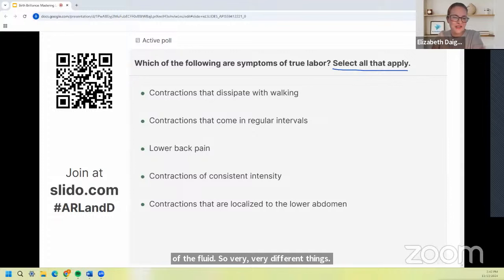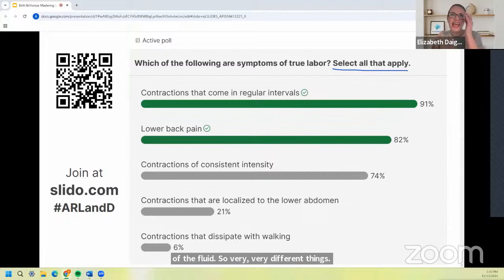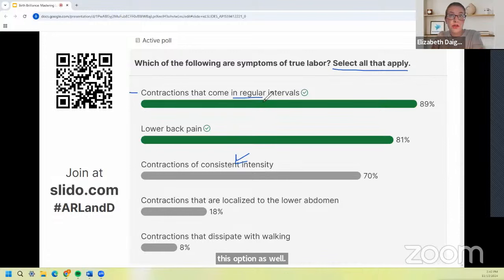Okay, you guys are doing really well in the chat. And it looks like a lot of you guys got it as well in Slido, but we did have quite a few people who chose this option as well. So absolutely, contractions that are regular in intervals, that's more likely to be true labor. And again, that lower back pain is very common as well.